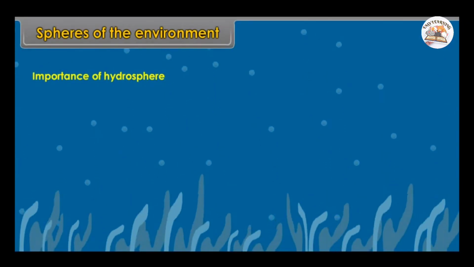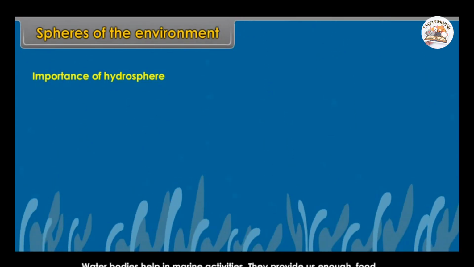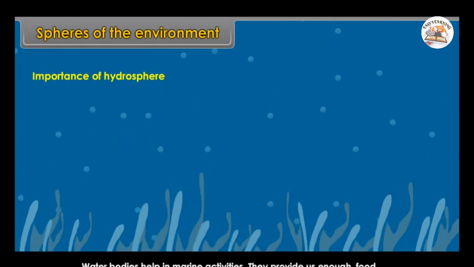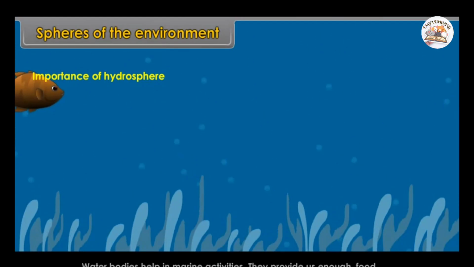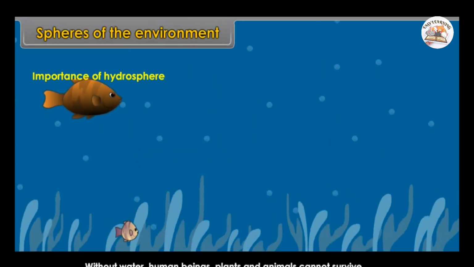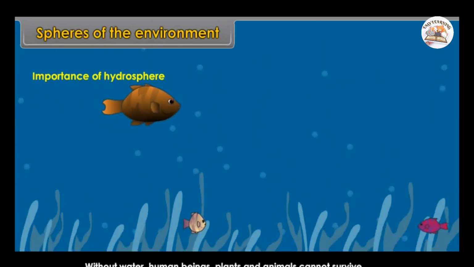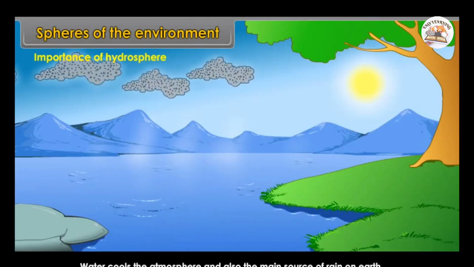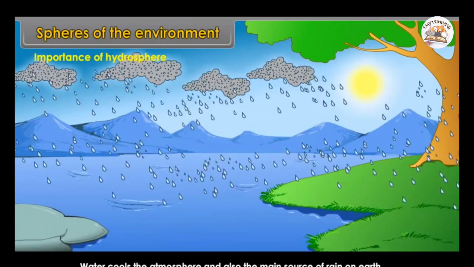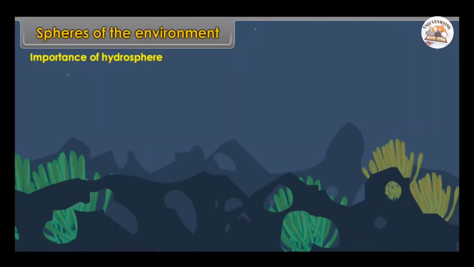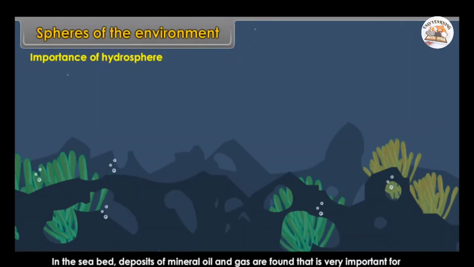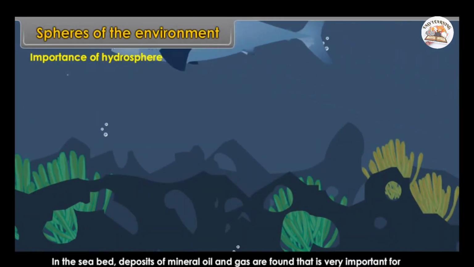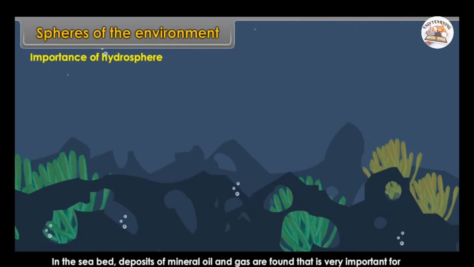Importance of hydrosphere. Water bodies help in marine activities. They provide us enough food. Without water, human beings, plants and animals cannot survive. Water cools the atmosphere and also the main source of rain on Earth. In the seabed, deposits of mineral oil and gas are found. That is very important for human beings.